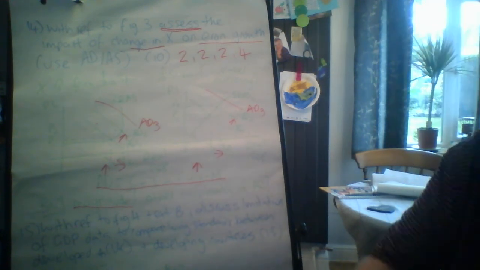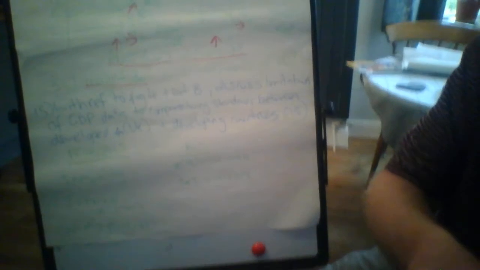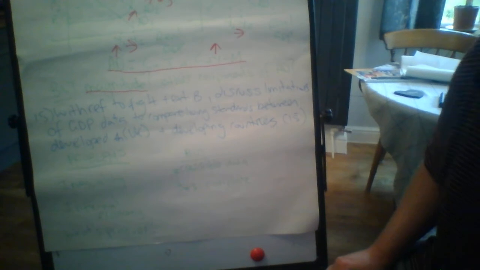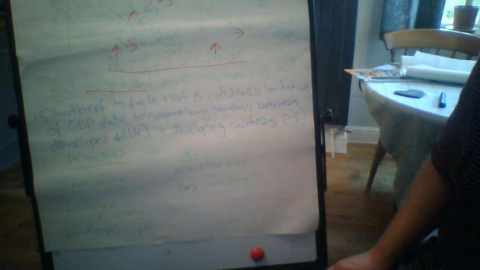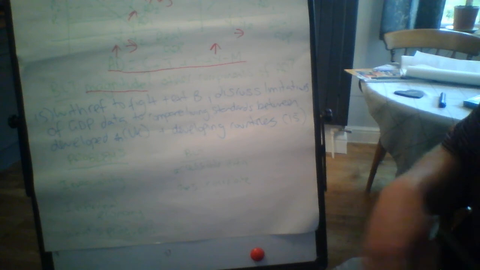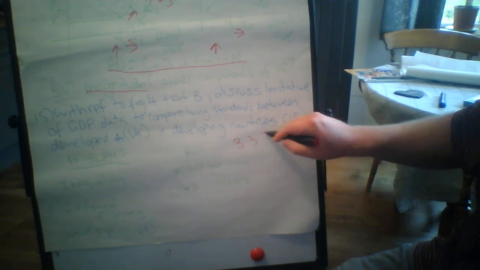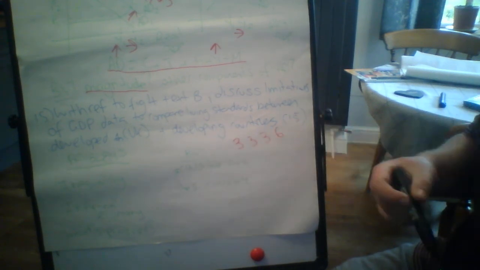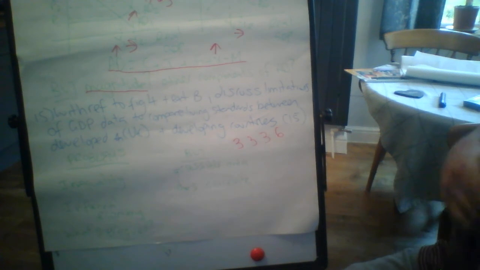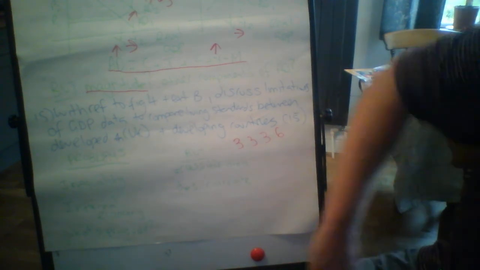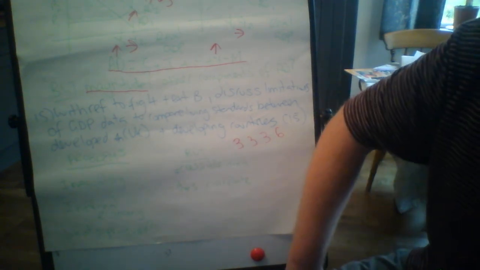Right, everyone, now the last question, it was the toughest one. It was a 15 marker. With reference to figure 4 in extract B, discuss the limitations of GDP data to compare living standards between developed countries such as the UK and developing economies. Now on a 15 marker, this is what you should be thinking. It's 3, 3, 3, 6. 3 for knowledge, 3 for application, 3 for analysis, and 6 marks for evaluation.